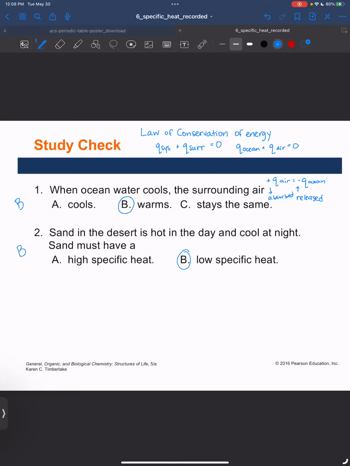We saw that with the copper metal having such a low specific heat that it can heat up really quickly and also cool down pretty quickly. So anything that fluctuates in temperature, any material or substance that can do that drastically will have a low specific heat. Whereas materials or substances that have high specific heats tend to moderate their temperatures, like water.